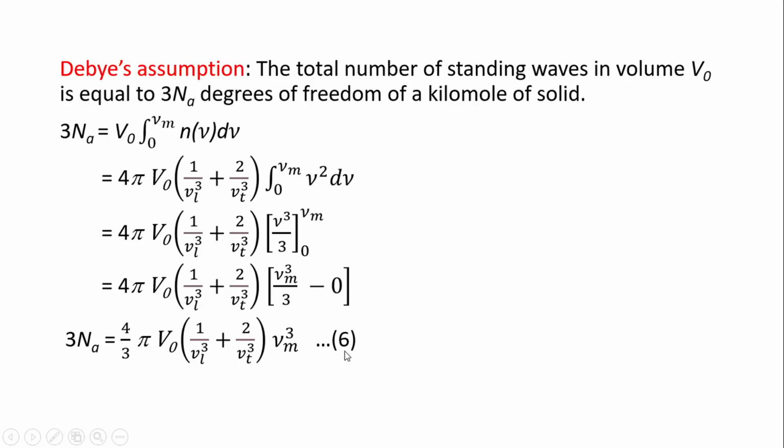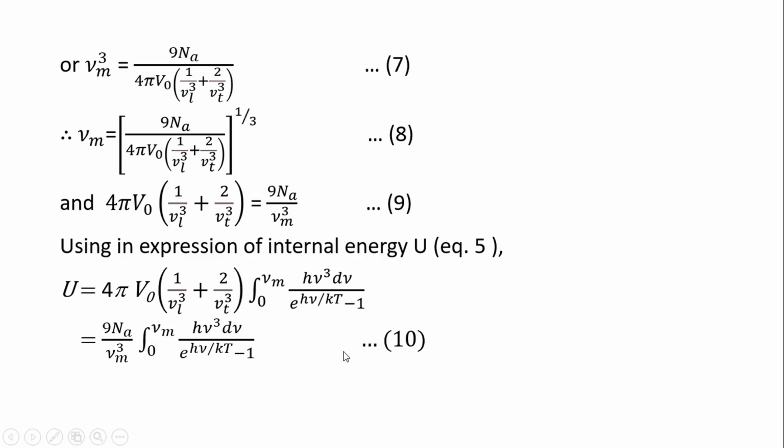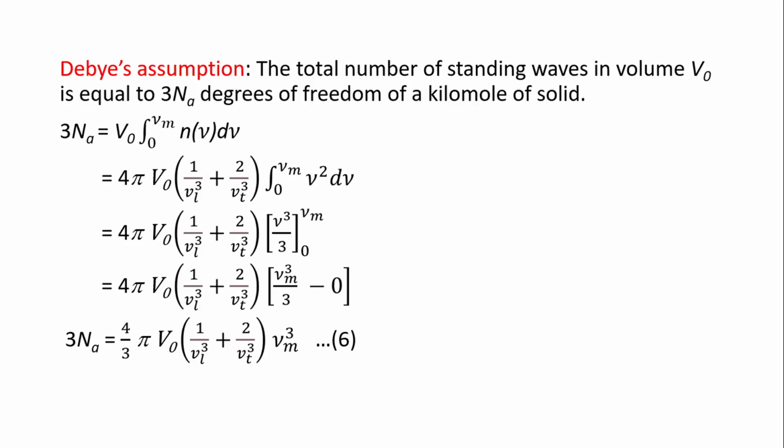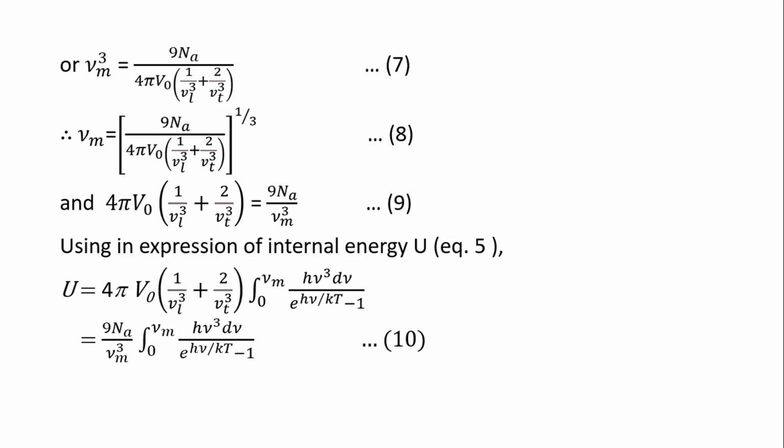So this is from Debye's assumption. Now from this we can find the value of nu m cube, and similarly we can derive the expression for nu m, that is the maximum frequency. We can obtain the important factor that we have to substitute in the next steps, that is 4 pi V0 in this bracket, and that is equal to 9 Na upon nu m cube.